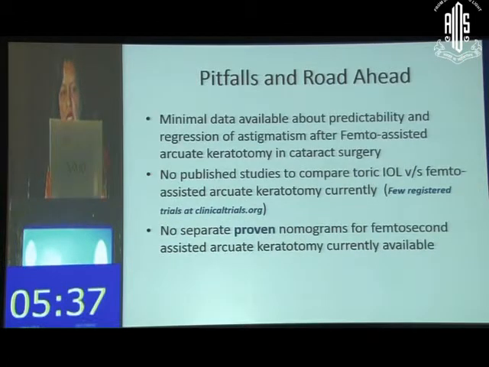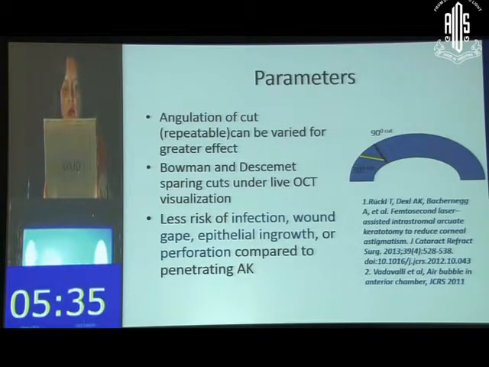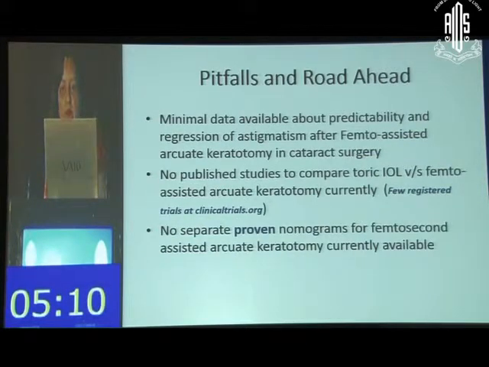Again, the angulation of the cut varies for greater effect. A 90 degree cut as well as a 30 degree cut, both have been tried. And the Bowman and the Descemet membrane sparing cuts are given under live OCT visualization. The advantage of the intrastromal cut, as opposed to the surface cut, is that there is less risk of infection, wound gape, epithelial ingrowth, or perforation compared to the penetrating arcuate keratotomy cuts. Now, minimal data as such is available about the predictability and regression of astigmatism after femto-assisted arcuate keratotomy in cataract surgery.